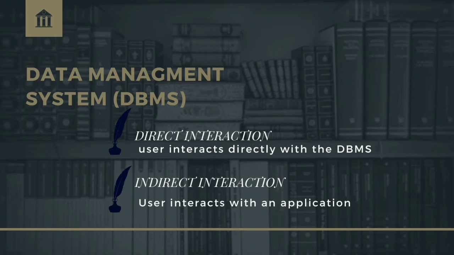Database management system. Users and applications communicate with a database using this software. There are 2 types of interaction. Direct interaction. Users interact directly with the database management system, and the database management system obtains the information from the database. Indirect interaction. Users interact with an application, the application interacts with the database management system, and the database management system obtains the information from the database.